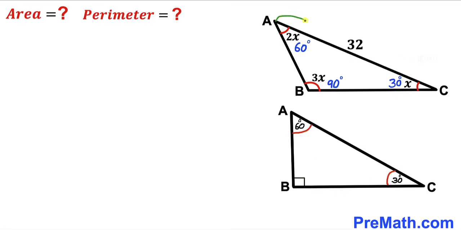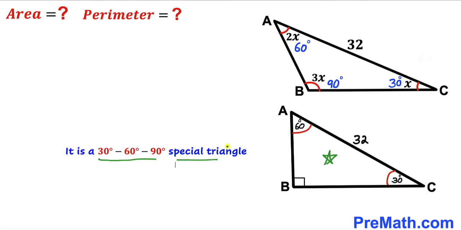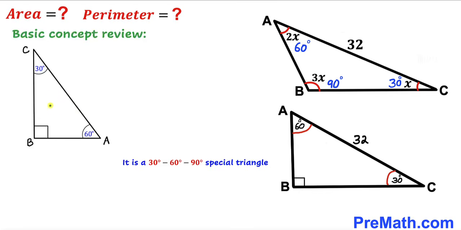And furthermore we know that this AC side length is 32, so this corresponding AC side length is going to be 32 units as well. Now we can see that this triangle is our 30, 60, 90 special triangle. Before we proceed any further, let me go over the basic review. Let's focus on this triangle ABC. This is our special 30, 60, 90 triangle, since this angle is 30 degrees, this angle is 60 degrees, and this is our 90 degree angle.